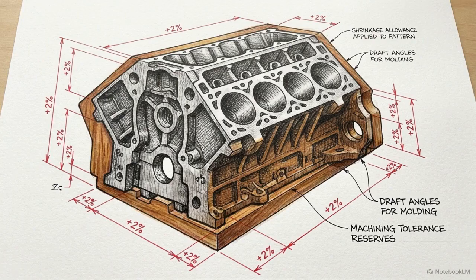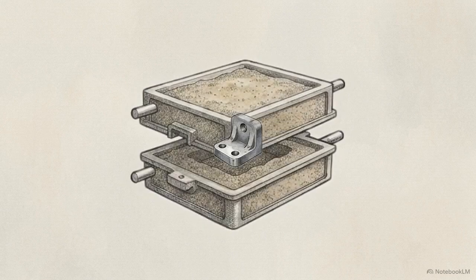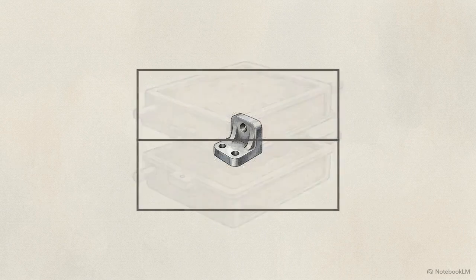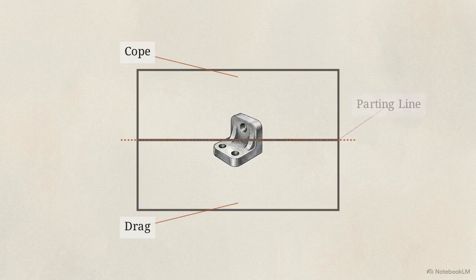The pattern is a physical replica of the final object, built with strict mathematical allowances to account for metal shrinkage during cooling and to leave extra material for final machining. We enclose the pattern in a containment box called the flask. The top half is the cope, the bottom half is the drag, and the horizontal seam dividing them is the parting line. The void is then packed with sand.